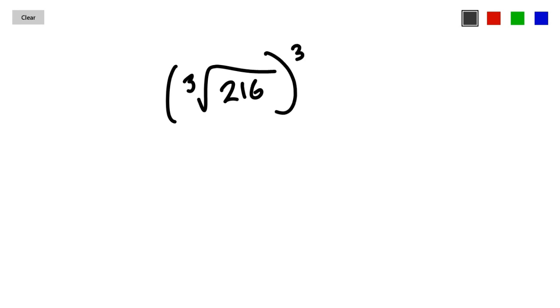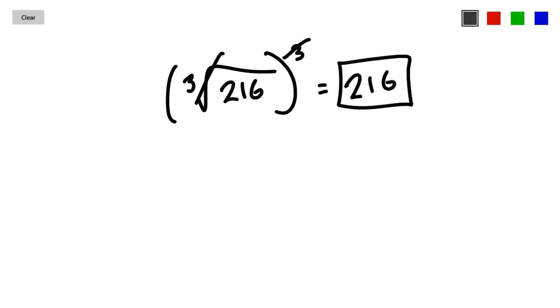Let's say that I had the cube root of 216 raised to the third power. So since I have a cube root and I'm raising this to the third power, the cube root and the third power cancel each other out, and I'm just left with 216. And this works because this is essentially me saying 216 raised to the 1/3 power, and I raise that to the third power.